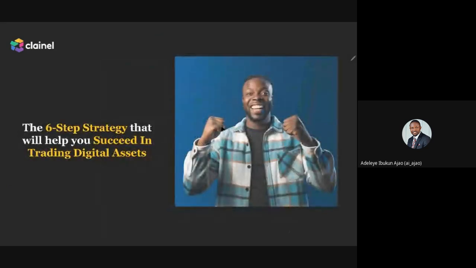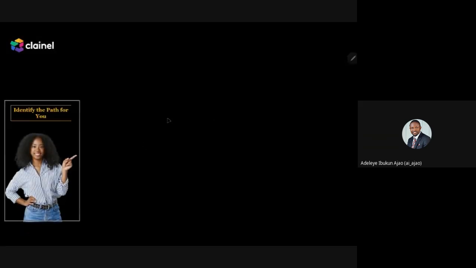Now here at Kleino, we have the 6-step strategy that will help you succeed in trading digital assets, and we're going to dive into that right now. First off, we help you identify the path you want to take, whether you want to trade the forex market, the stock market, or the cryptocurrency market, because digital currencies are a whole lot. There are different ways you can profit from digital currencies.